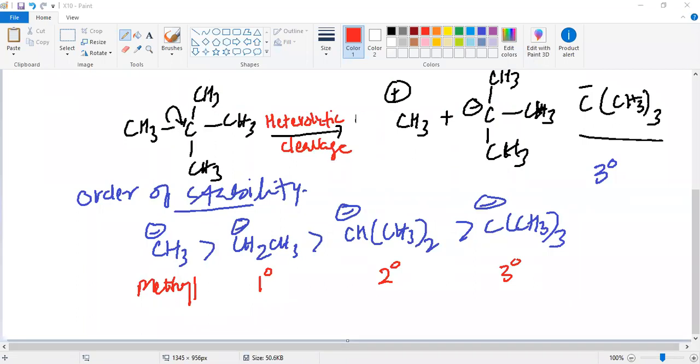Can any of you define what is homolytic cleavage? Can any of you tell me the definition of homolytic cleavage?